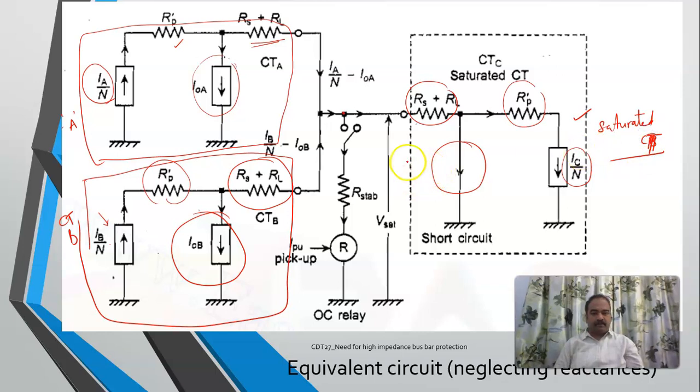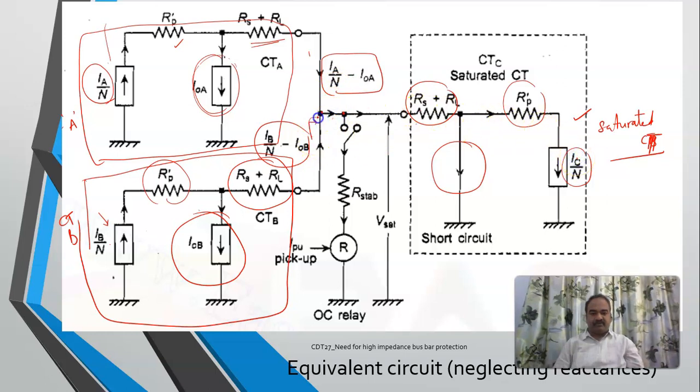Okay. So now if you carefully see, what is the current which is coming here? This is IA by N. This is the source current if I assume. Now this IA by N, minus the magnetizing current I0A, will be flowing into this point, right? IA by N minus I0A. Similarly, IB by N minus I0B will be flowing from this point. So these two currents will be added, and this will be the resultant IC by N.